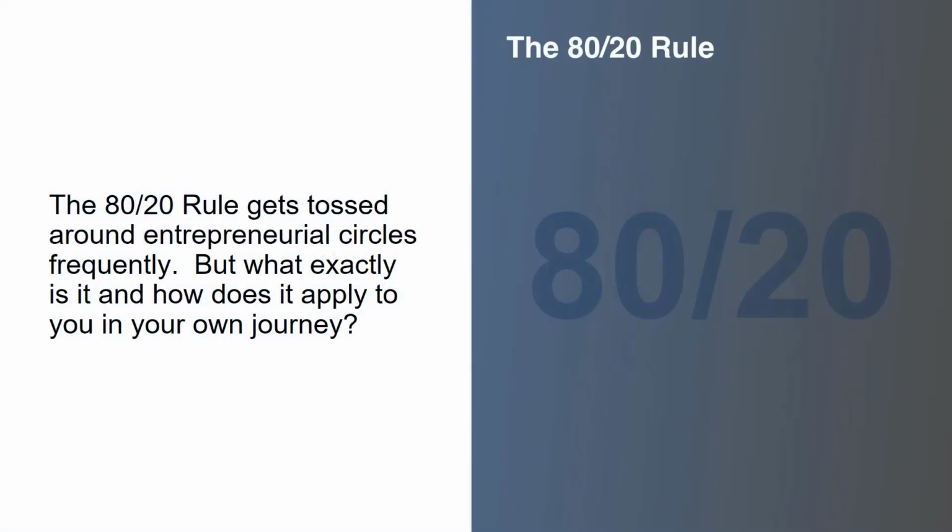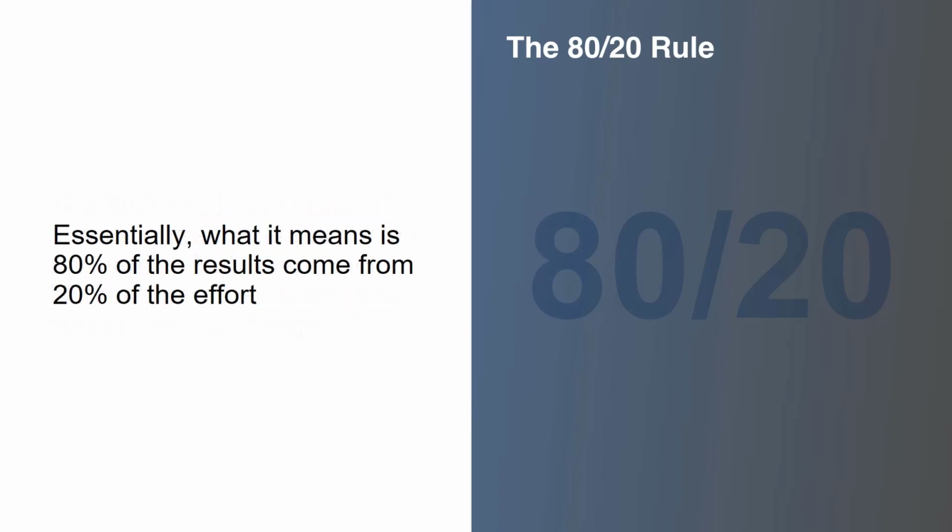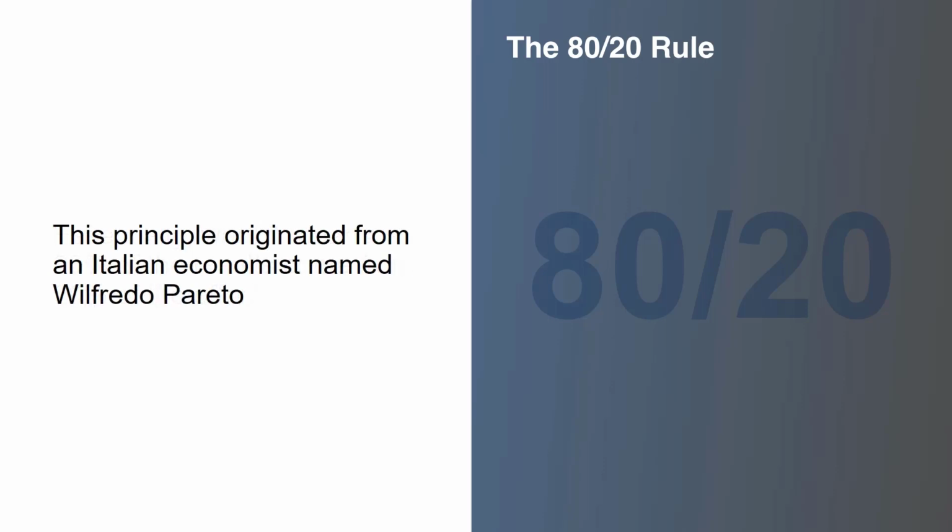The 80-20 rule. The 80-20 rule gets tossed around entrepreneurial circles frequently. But what exactly is it and how does it apply to you in your own journey? Essentially, what it means is 80% of the results come from 20% of the effort. This principle originated from an Italian economist named Wilfredo Pareto. On the surface, that can seem like an abstract statistical formula.